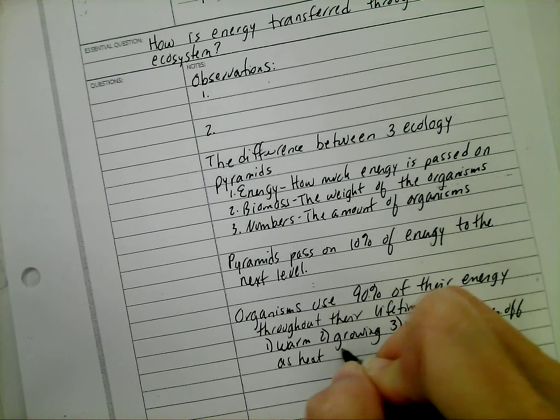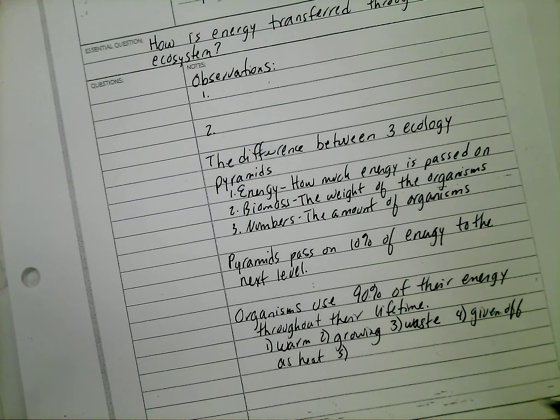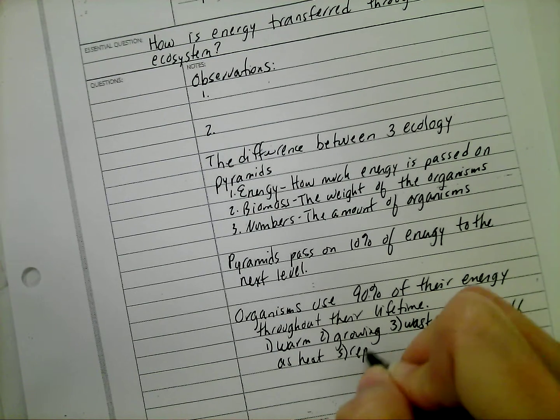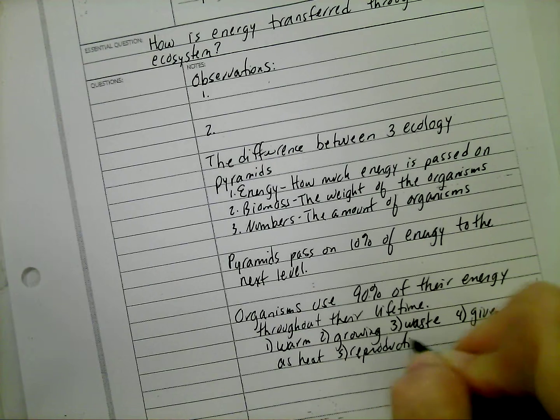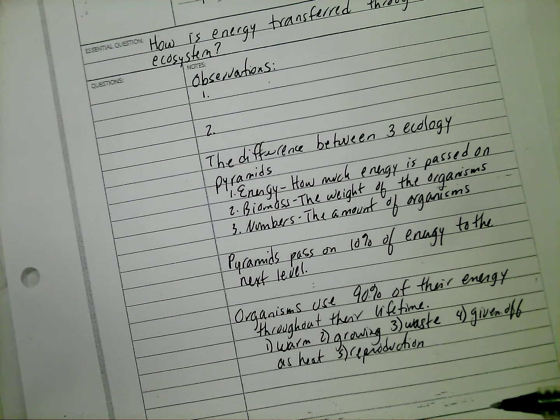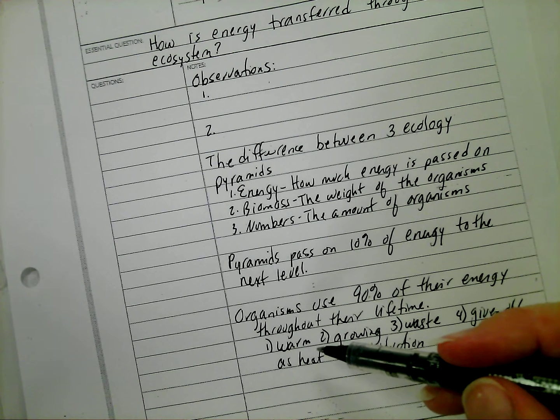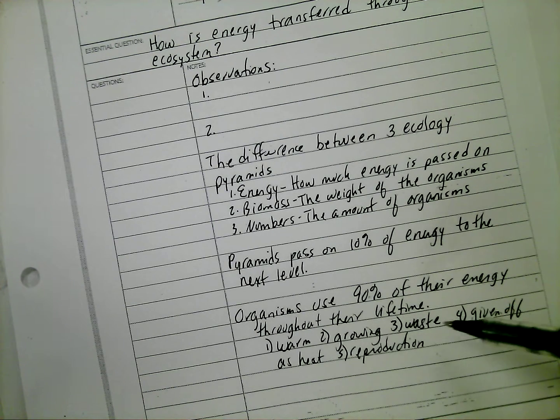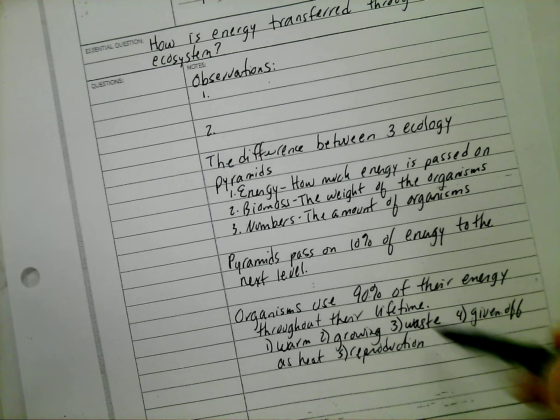Okay. 5, you may use some of this energy for reproduction. Okay. Reproduction and growing take a tremendous amount of energy. Keeping you warm takes a tremendous amount of energy. Some of it is just given off, then you don't even use it at all. It's just left over. So this is what organisms use 90% of their energy for.